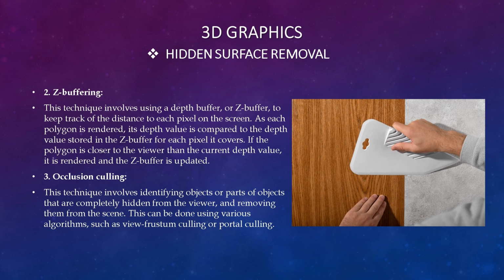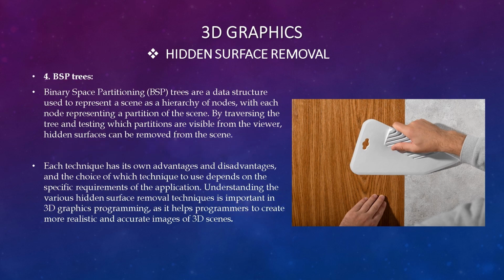3. Occlusion culling. This technique involves identifying objects or parts of objects that are completely hidden from the viewer and removing them from the scene. This can be done using various algorithms, such as frustum culling or portal culling.